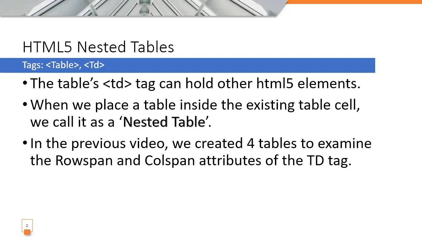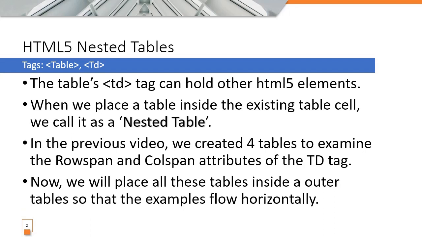So we will create 4 cells that flow horizontally. Then inside each cell we will place the table. So the whole concept is called a nested table. So let us see the example, and after that we will render that in IE browser.